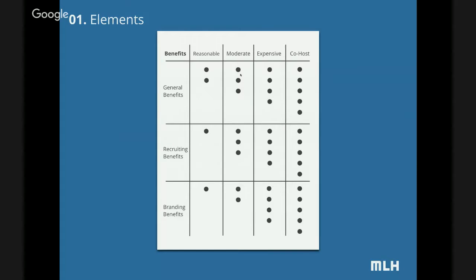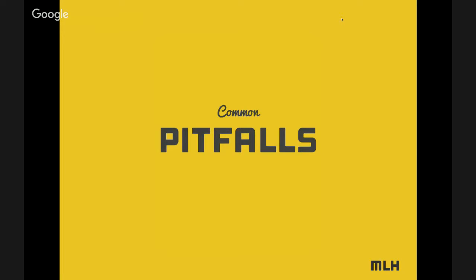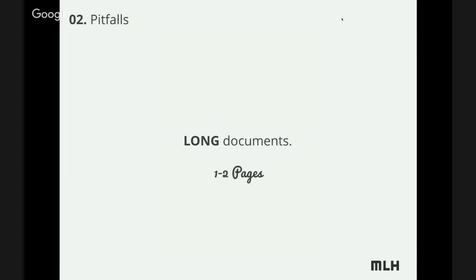And to visualize this, here is a sketch of what a typical prospectus looks like, where you have all the tiers across the top and then the different sections of benefits below it. You can have a different format, but this is just what I've seen among most of them. So some common pitfalls. First one is keep the documents short. I've seen some very long ones, like 4 or 5 pages. 1 to 2 pages is a very good range, 2 pages max.